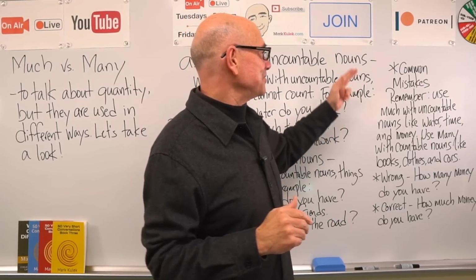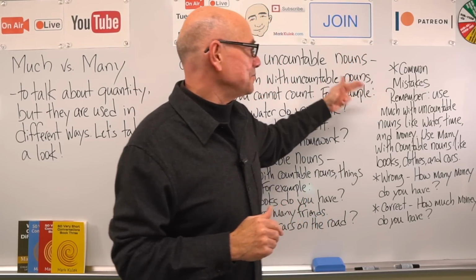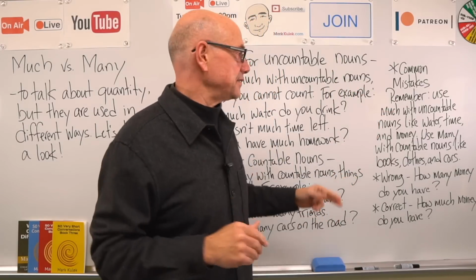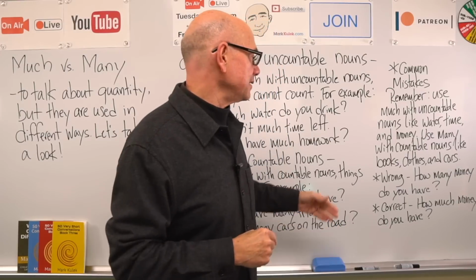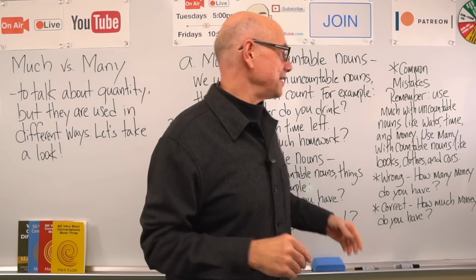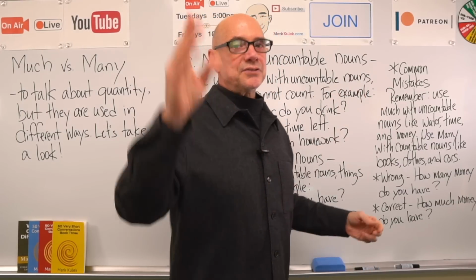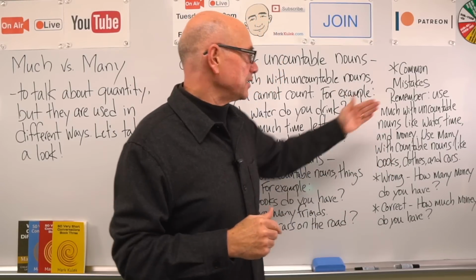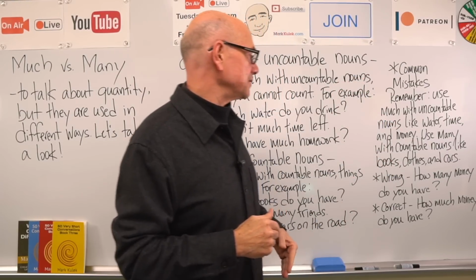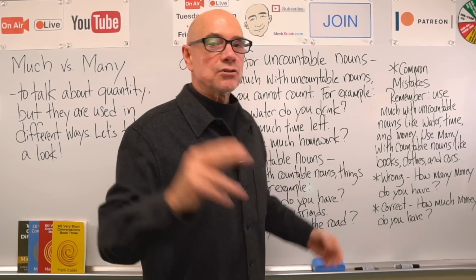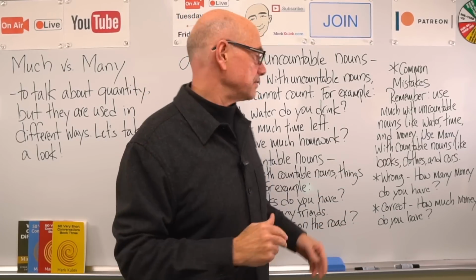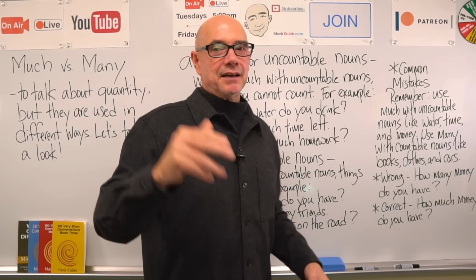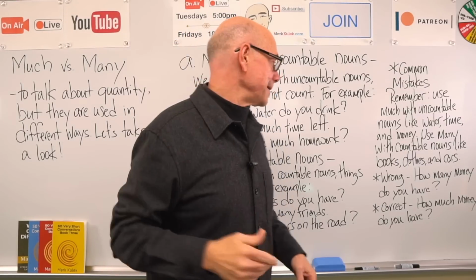Don't do this. So remember, use much with uncountable nouns like water, there's no S there. Time, there's no S there. And money, there's no S there. So those are uncountable. We use those in singular form. Water, time, money, for example. Use many with countable nouns like books, clothes, and cars. All right, so those have S's. They're in the plural form, so we can count them 1, 2, 3, 4, right?